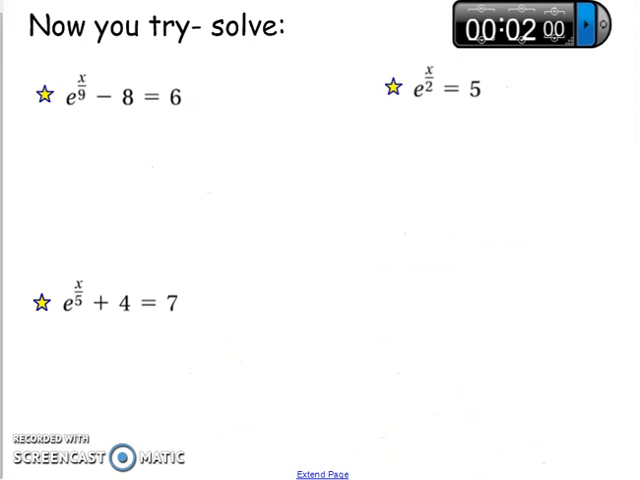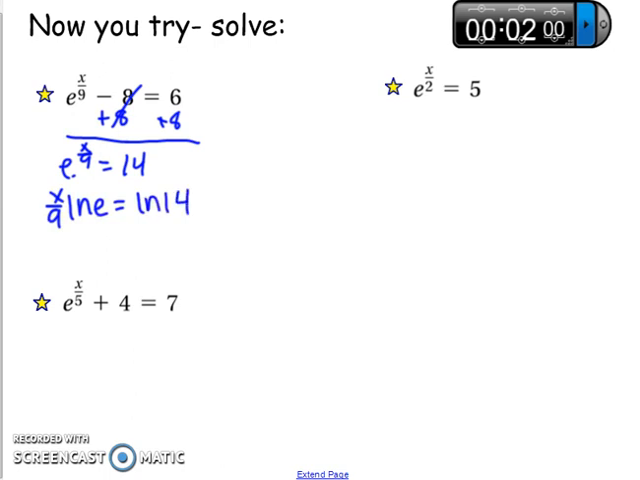Okay, so we're going to look at a couple more examples. So again, isolate the e. So I'm going to add 8. So e to the x over 9 equals 14. And we're going to take the ln of each side. So my exponent's going to come down. So I'm going to have x over 9 ln e equals ln of 14. Remember, the ln of e is going to cancel out because that's just 1. So I have x over 9 equals ln of 14.